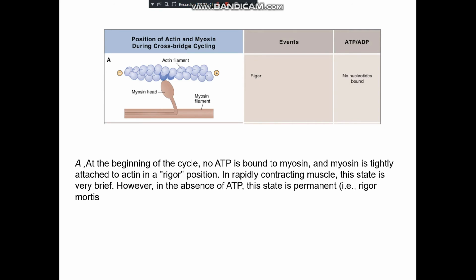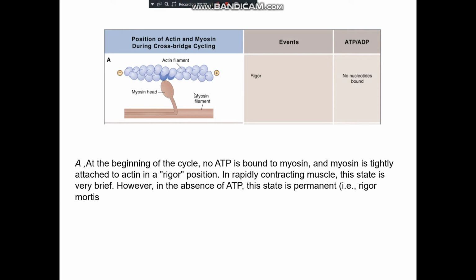See here, this is where the myosin head attaches. Usually at the beginning of the cycle, no ATP is bound to myosin, and myosin is tightly attached to the actin. When the myosin head is tightly attached to the active site on the actin, this position is known as the rigor position. In rapidly contracting muscle, this state is very brief, in milliseconds.